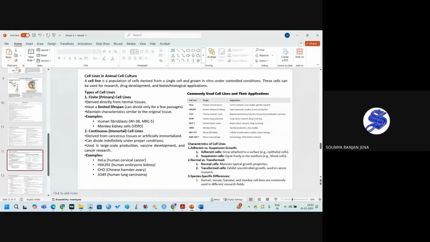If you go to the different characteristics of these cell lines, adherent versus suspension growth. Adherent cells grow attached to the surface, that is epithelial, as we discussed. Suspension means in a liquid medium, like blood cells. Or normal versus transformed. Normal cells maintain typical growth properties, while transformed cells exhibit uncontrolled growth, during cancer research mostly. Or species-specific difference. Human, mouse, hamster, and monkey cell lines are commonly used for different research fields, like I discussed.